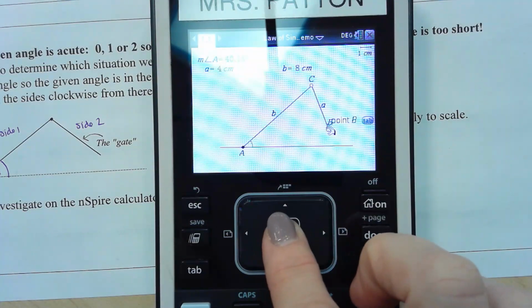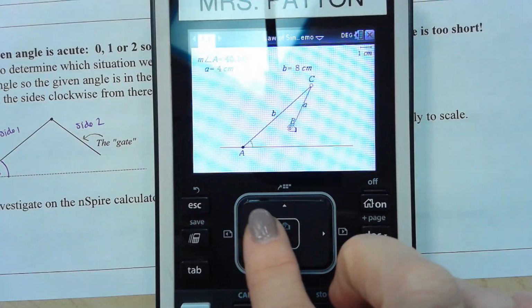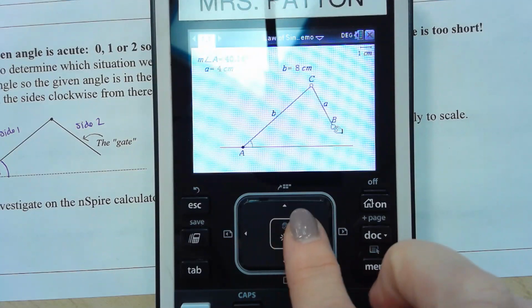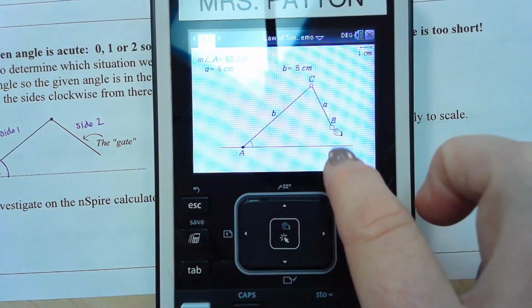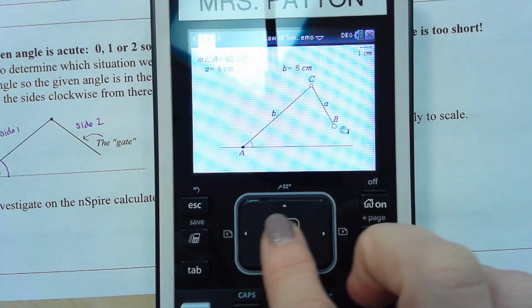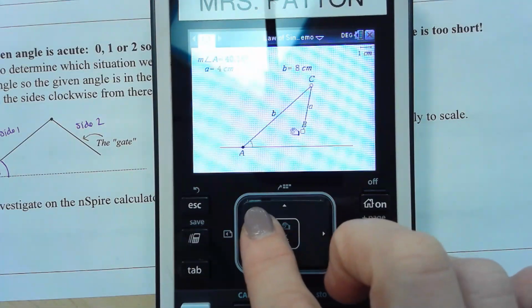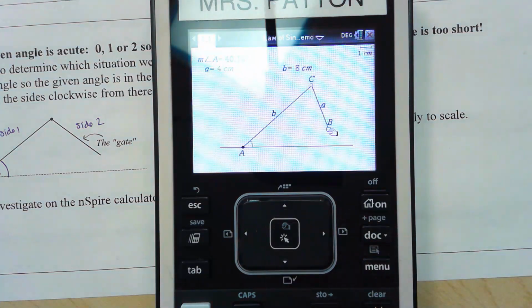So I'm going to grab this point here. I'm just going to start moving it. And as that gate swings, I realize, oh my gosh, it's too short. It's not going to ever close the triangle. It's not going to hit the ground. I call this one the ground, right? So this gate is just kind of like hanging there, like swinging like the gate of a fence, and has nothing to attach to. So that's the case where we have no solutions.